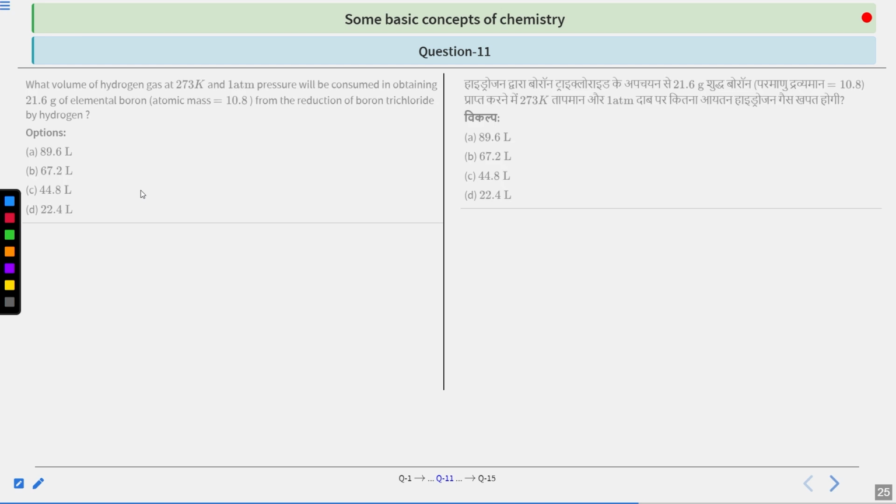Question number 11 says that what volume of hydrogen gas at 273 Kelvin and 1 atm pressure will be consumed in obtaining 21.6 gram elemental boron, atomic mass is 10.8, from the reduction of boron trichloride by hydrogen. Your options are A 89.6, B 67.2, C 44.8 liter, and D 22.4 liter. So you have 10 seconds to solve this question. Your time starts now.